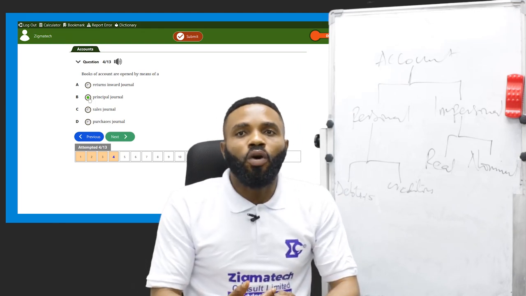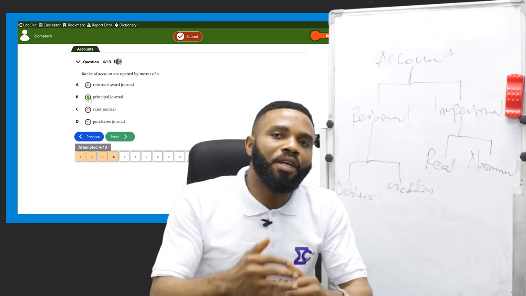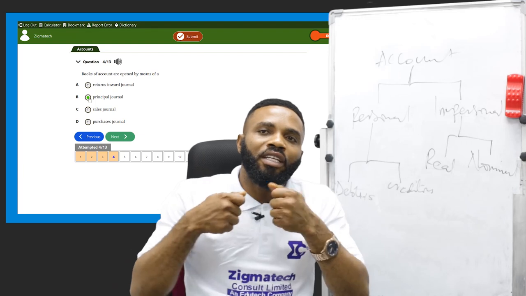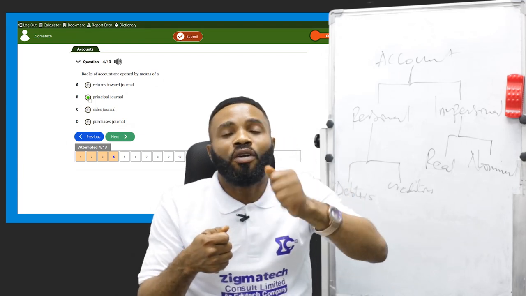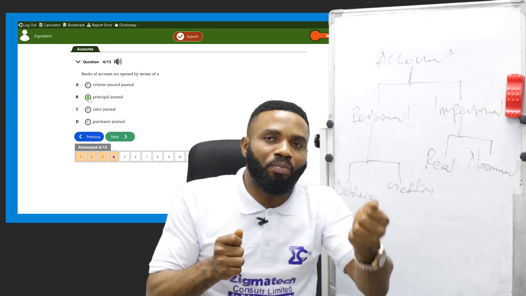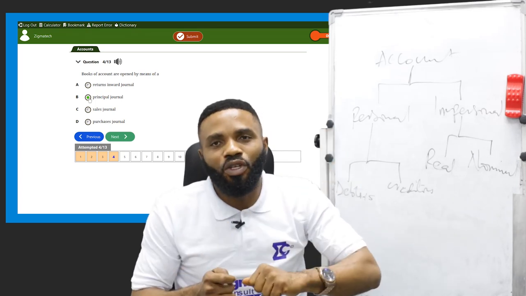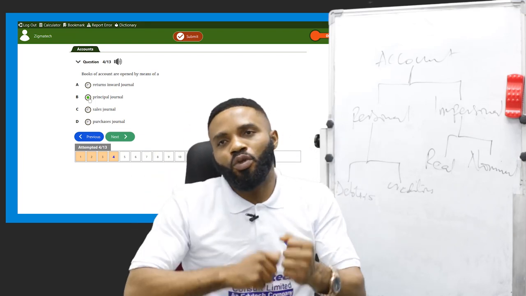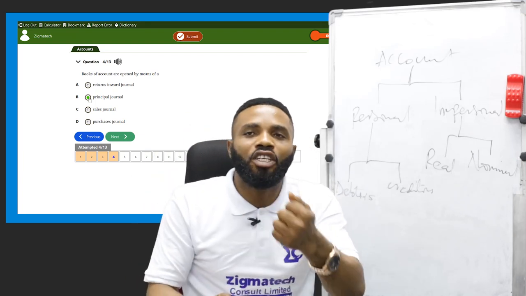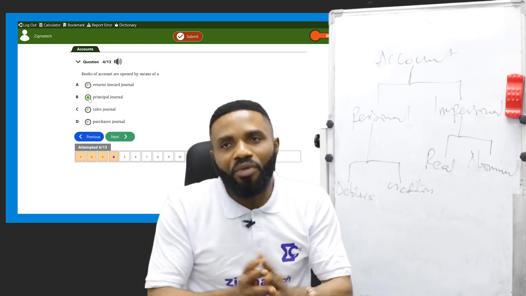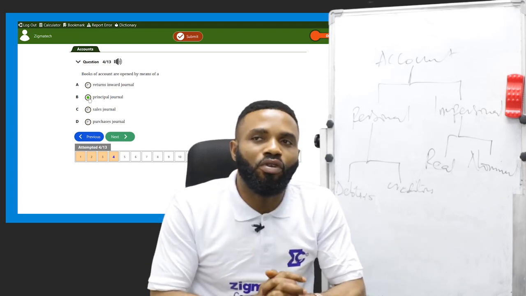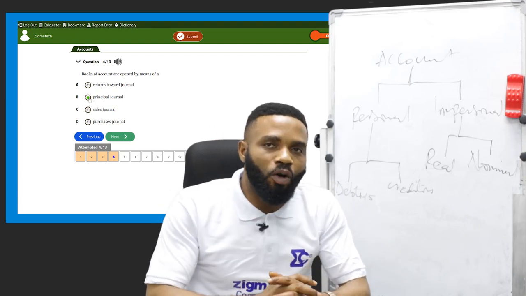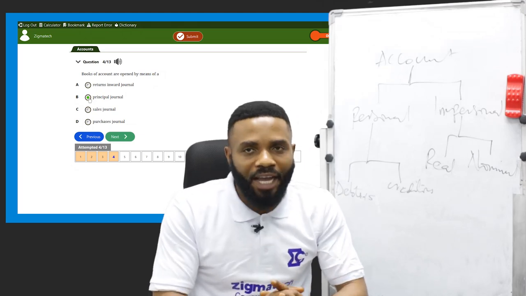debit notes. But if you go down, you begin to see return outwards. We said when you return goods back to your supplier, they are supposed to send you what we call a credit note. And when your own customer returns goods back to you, you are supposed to send them a credit note. So we say credit note sent out and credit note received. And then the petty cash book goes with the petty cash voucher. And then we've been able to take some related questions from our exam guide.